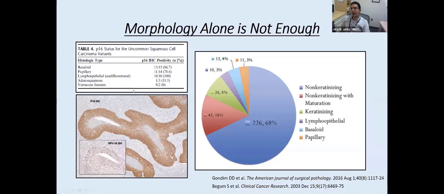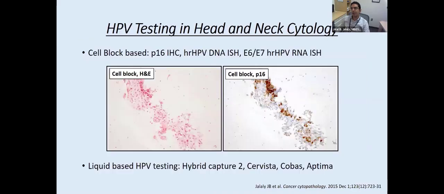Nowadays, with the CAP guidelines, P16 has been shown to be a reliable surrogate marker for HPV in the oropharynx, and typically the cutoff for positivity is 70% strong to moderate nuclear and cytoplasmic staining. And you can see here that it definitely correlates with HPV in situ hybridization, which can be used in certain situations, especially outside of the oropharynx, such as the nasopharynx.